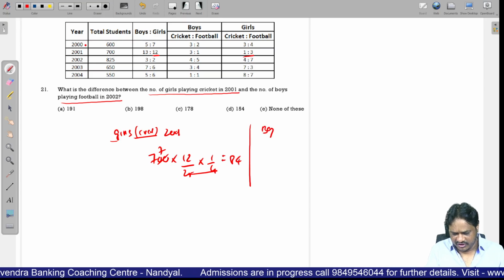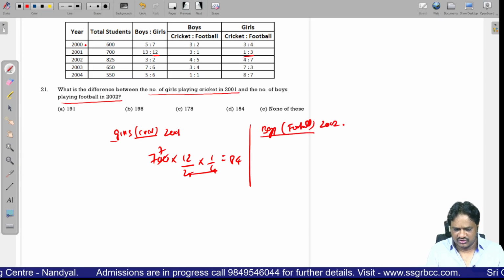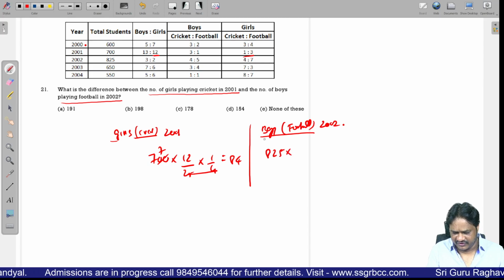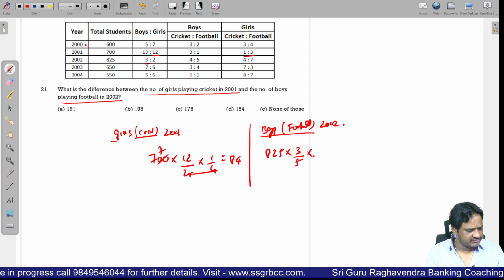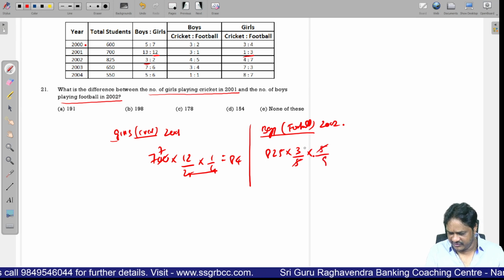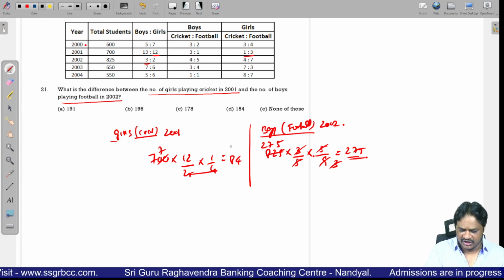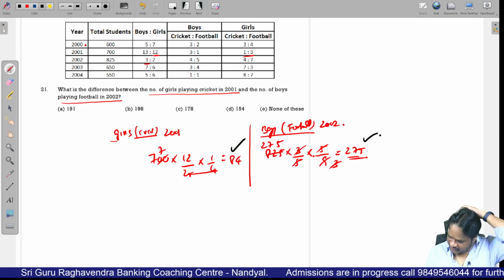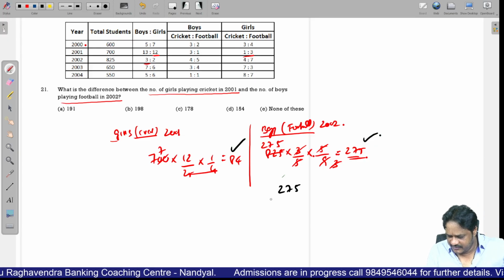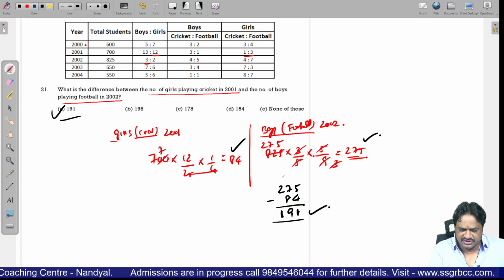Next, boys football. We have to calculate boys football in 2002. In 2002, what is the total strength? 825. In this, we want boys, it will be 3 by 5. In this, we want football, it will be 5 by 9. 5 and 5 cancel, 3 ones are 3, 3 threes are 9, 3 27s, 3 5s, so we are getting 275. So one value you got is 84, one value you got is 275. We have to find the difference. What is the difference of 275 and 84? It is 191. Option 1. Next one.